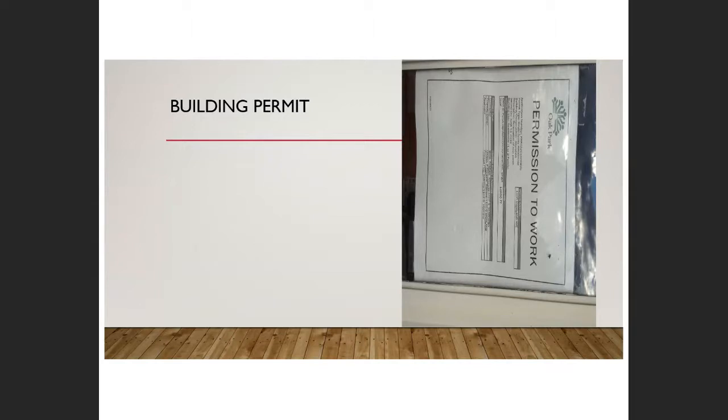But in essence, the little piece of paper there, which you probably can't read very well, says permission to work. So for us to do work, our contractor went and pulled a building permit, and we posted that permit. And that means that in the eyes of the village, we are allowed to do the work that's described in the permit.